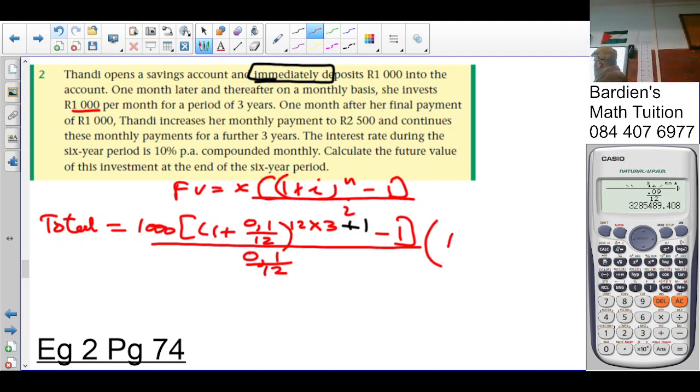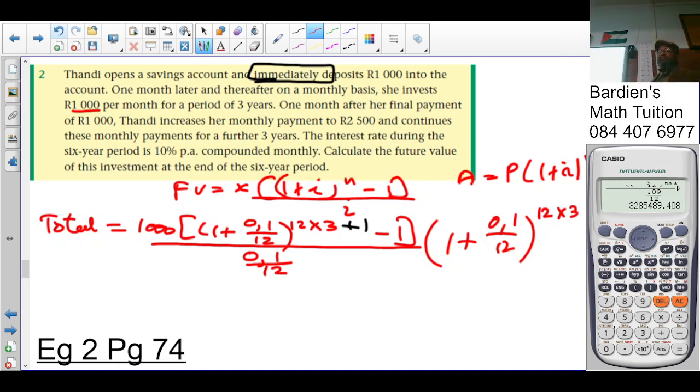Then at the end of 3 years, it will draw an interest for another 3 years. So it's plus, times 1 plus i, which is 0.1 over 12, to the exponent 12 times. A is equal to P into 1 plus i to the exponent n. Are you all with me? Who doesn't understand what I did so far? You all understand? Okay, so this is 1,000 Rand for 3 years, starting immediately. Not so? Then it will draw an interest for another 3 years. Okay, that is that amount.